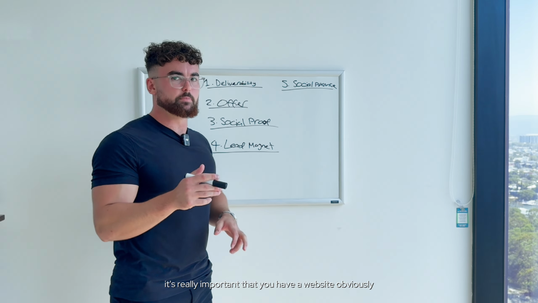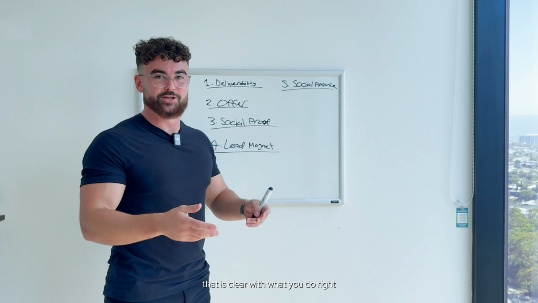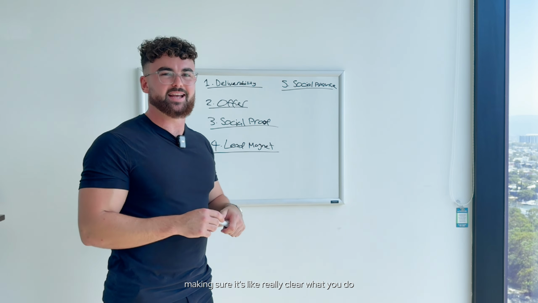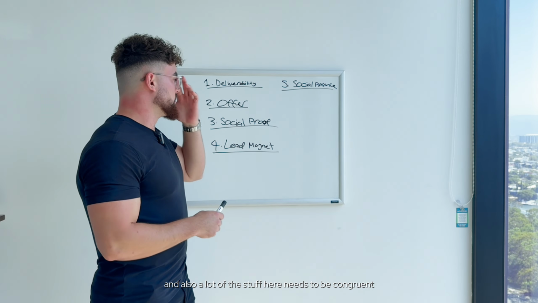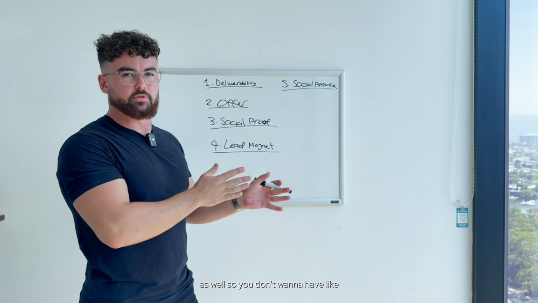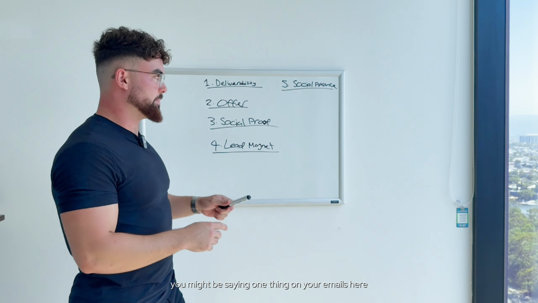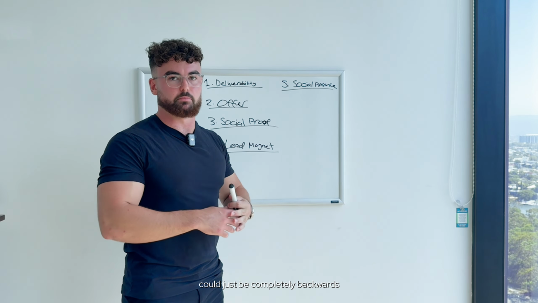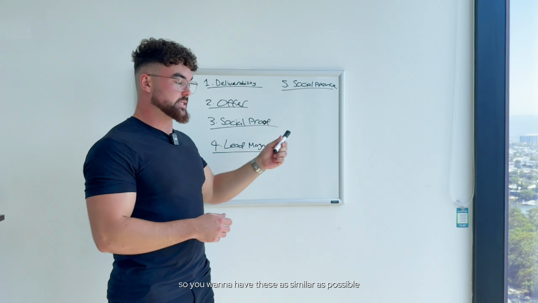It's really important that you have a website that is clear with what you do, right? So a lot of what we're talking about here can apply to your website as well. Also clear messaging, making sure it's really clear what you do. And a lot of the stuff here needs to be congruent with what's on your website, so you don't have mixed messaging. You might be saying one thing in your emails about what you offer, but your website could be completely backwards. So you want to have these as similar as possible.